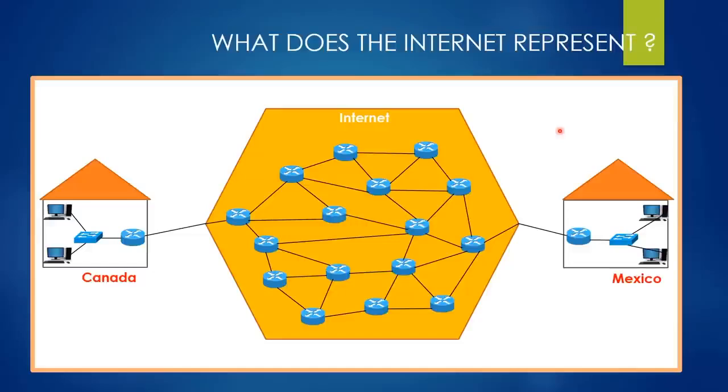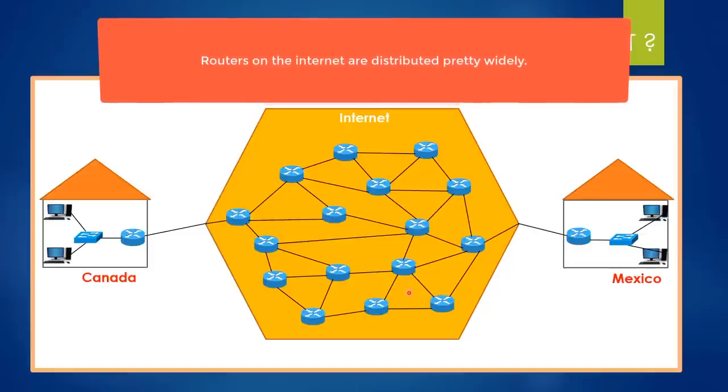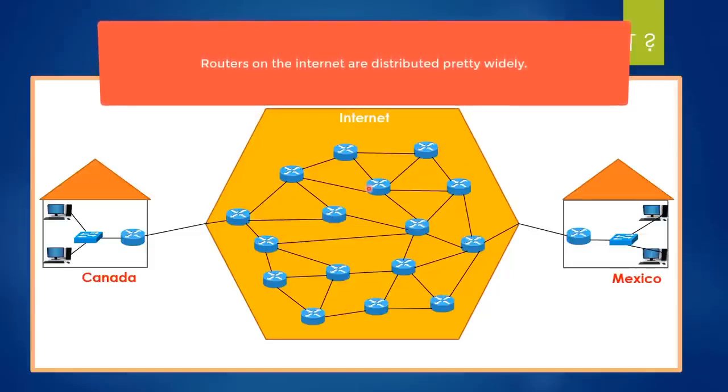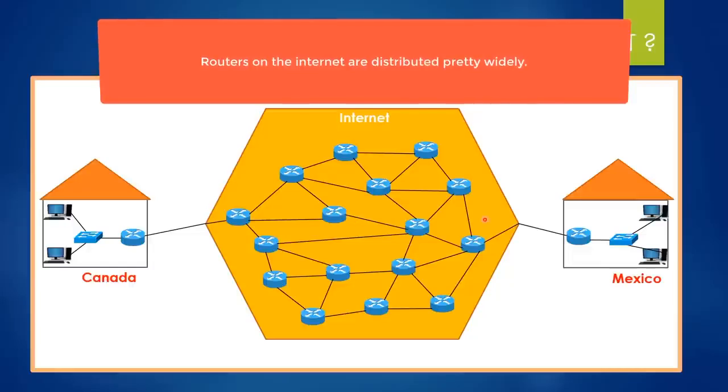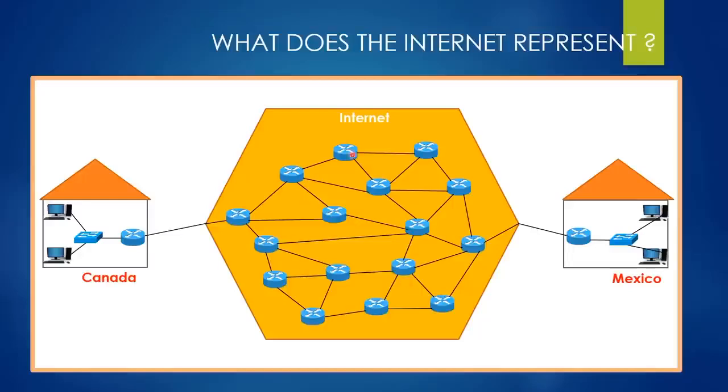So, I want to ask you a question. Why are there so many routers here? Let me explain it in a simple manner. First, you should know that these routers are distributed around the world in an organized manner. However, routers aren't the only devices in this structure. This is important. There are thousands of routers and other different devices in this structure distributed pretty widely. But focusing on only routers is enough for us in order to understand the concept behind the internet.